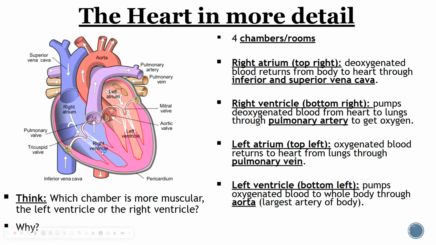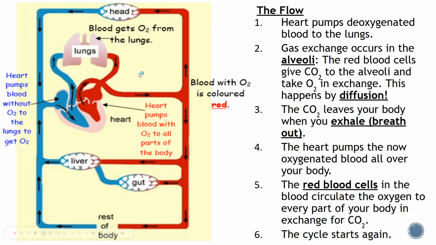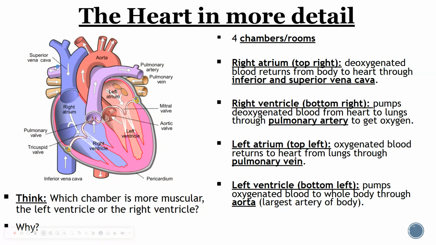Then the heart squeezes, and the blood leaves and goes through a special artery called the pulmonary artery. The pulmonary artery is what delivers that deoxygenated blood to the lung. So if we go back here, this is your pulmonary artery. This is your right atrium, right ventricle, pulmonary artery, delivering that deoxygenated blood to the lungs.